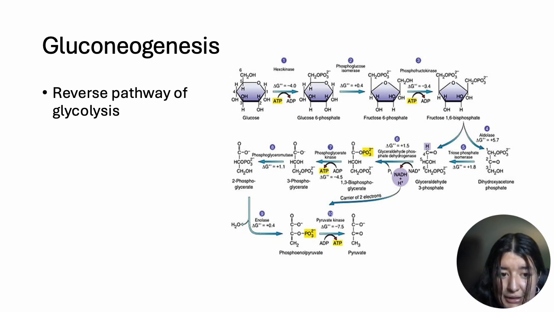The second key point is the fructose 1,6-bisphosphate to fructose 6-phosphate. During this time, the reaction is catalyzed by fructose 1,6-bisphosphatase, which bypasses the phosphofructokinase step in glycolysis. The last key point is the glucose 6-phosphate to glucose. The final step is catalyzed by glucose 6-phosphatase, which bypasses the hexokinase/glucokinase step in glycolysis.